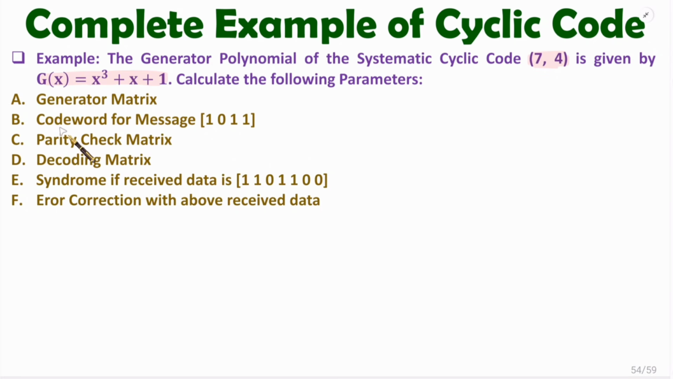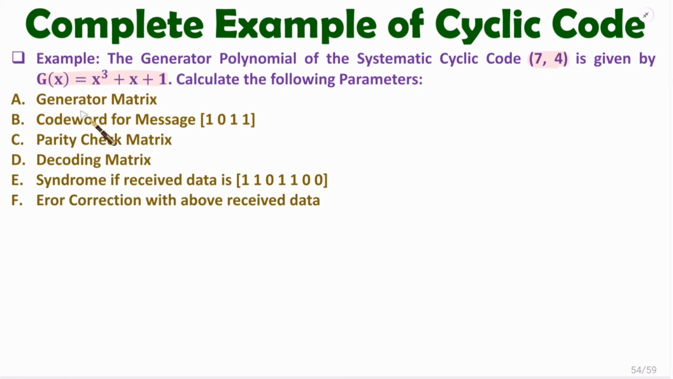We need to calculate the code word for message 1011. We need to calculate the parity check matrix. We need to identify the decoding matrix. We need to identify the syndrome if the received data is 11011100, as well as perform error correction for the above received data.